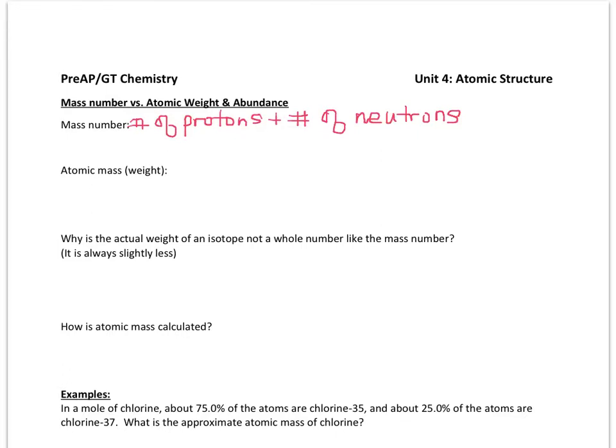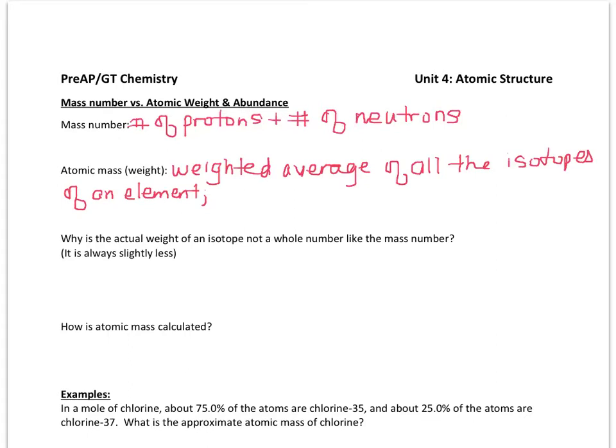Now we're going to talk about atomic mass or atomic weight. Okay, so what is atomic mass or what is atomic weight? Atomic weight is the weighted average of the masses of all the isotopes of an element. So we take all the isotopes of the element and we average their mass basically to get the atomic mass. Okay, so that's what it is. It is the weighted average of all the isotopes of an element.